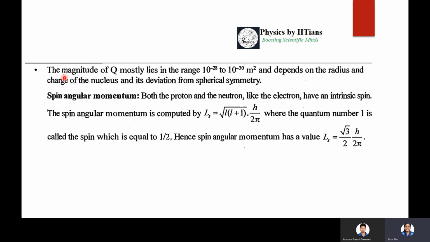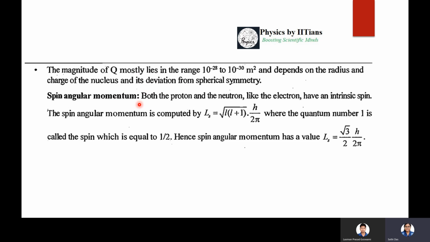But for P, for D, we have to consider the charge distribution. I am telling you this for the overall atom, not the nucleus case. But here we are considering only the nucleus case, though there is an analogy between the shape and the charge. Okay. So the magnitude of capital Q mostly lies in the range 10 to the power minus 28 meter square to 10 to the power minus 30 meter square, and depends on the radius and charge of the nucleus and its deviation from spherical symmetry.